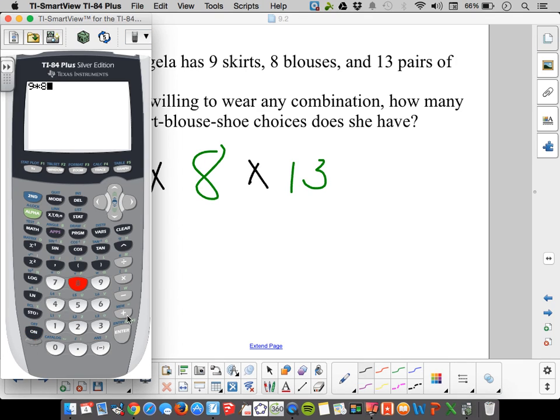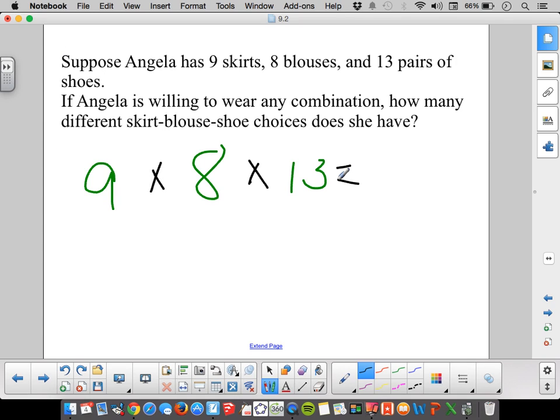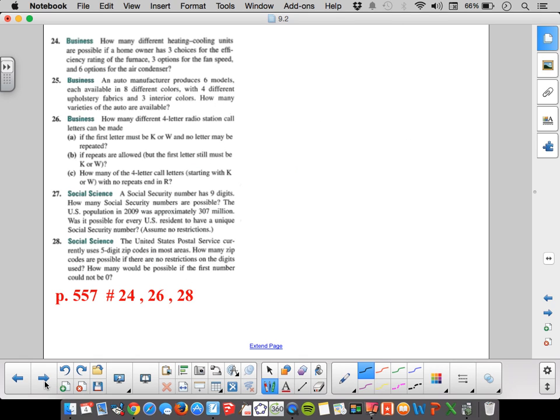9 times 8 times 13. And we get 936. So that's how many different options we have to make an outfit. We're going to try some examples from the book. These are on page 557. The shoe example is actually in the book. It's one of your examples. It's example 1. We're going to do these from the homework section.